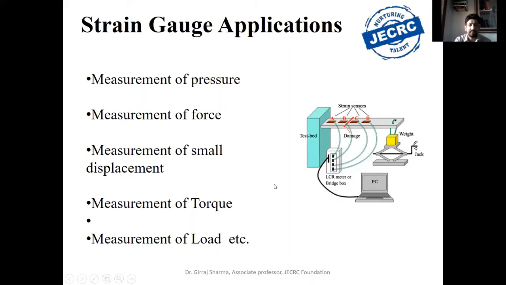Now let us see what are the different applications of the strain gauge. A strain gauge can be used to measure pressure, it can be used for measurement of force, it can also measure small displacements, and it can also be used for measurement of torque and loads.